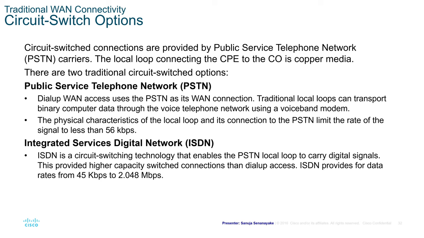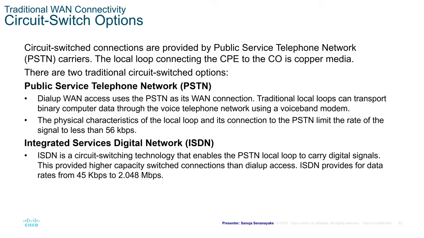So the maximum you can do in a PSTN is 56 kilobyte per second. That is where you may have heard about the network interface cards that were limited to 56 kilobyte per second in the old days.